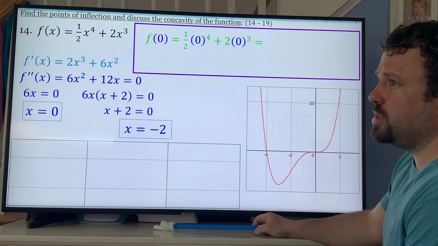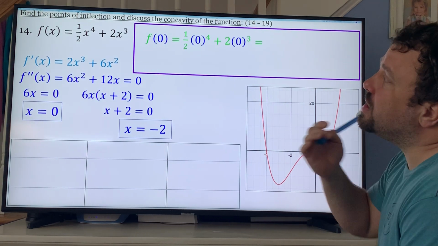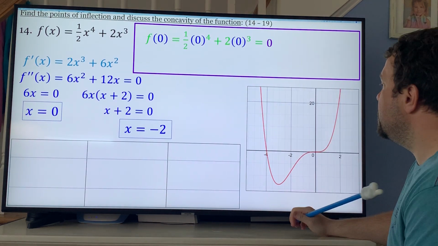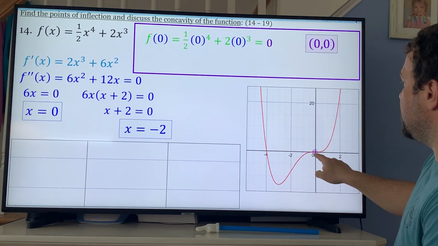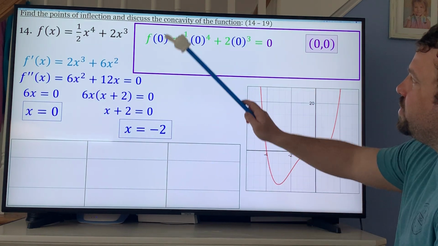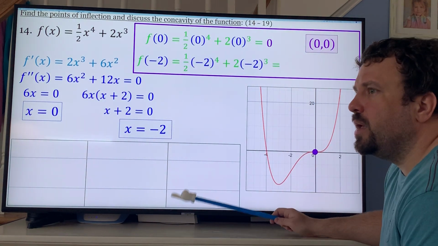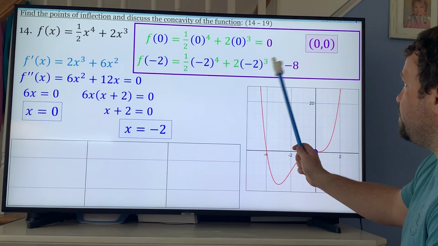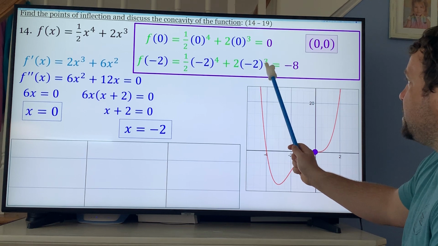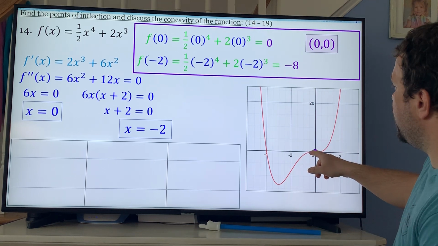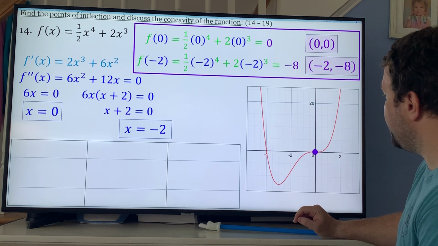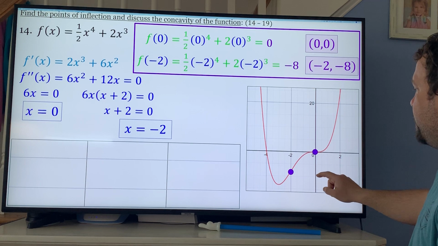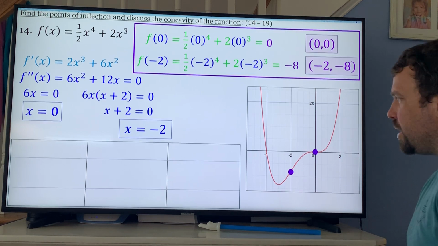So we're going to find our points. You're going to plug 0 into the original equation. Half of 0 to the 4th is 0. So our first critical point is 0, 0. Next one, we're going to plug negative 2 into the original equation. Negative 2 to the 4th power is 16. Half of 16 is 8. 8 minus 16 is negative 8. So at negative 2, negative 8, we have our second point, which is right here. These go by 5s. That's why it's 5, 10. That's why negative 8 is right there.